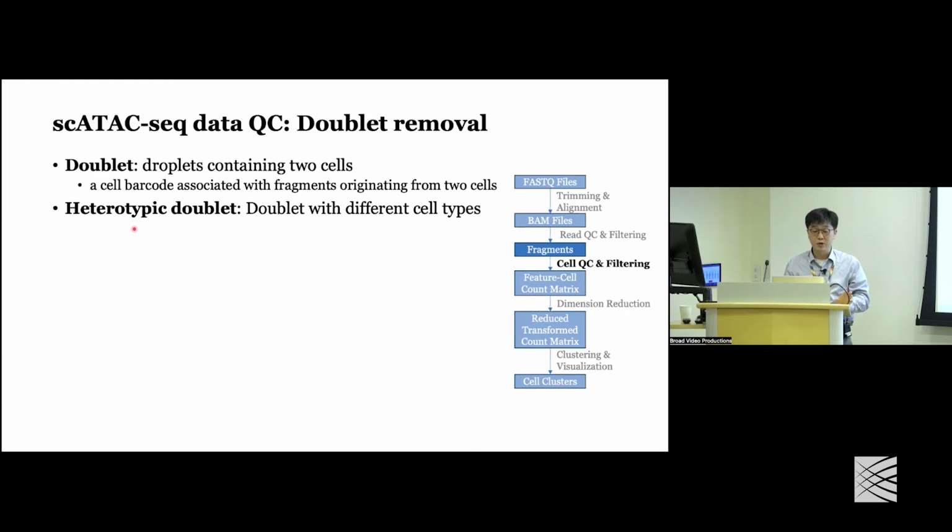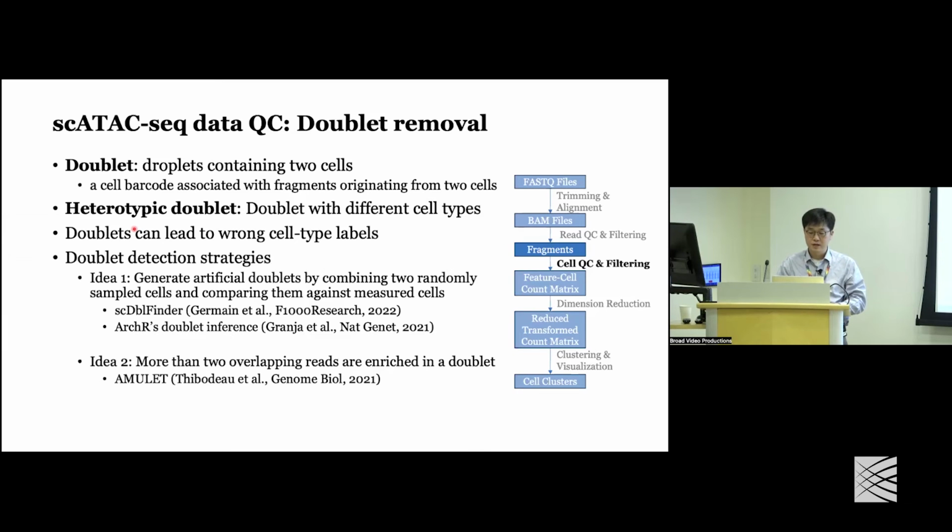The other important concept is the heterotypic doublet, which is a doublet formed by 2 different cell types. This one can lead to wrong cell types and complicate all the downstream analysis, so it has to be excluded from the analysis. But it's hard to detect such doublets because of the sparse nature of the data and other technical difficulties. In order to detect these doublets, there are generally 2 main ideas that have been tossed around.